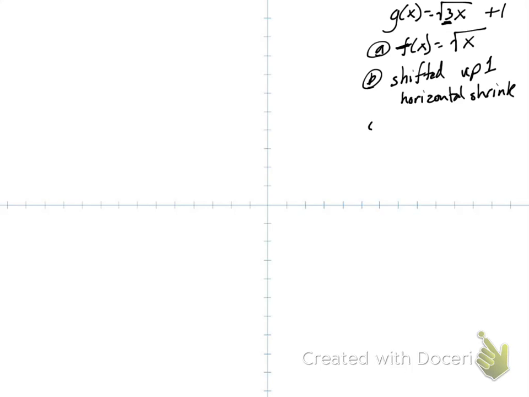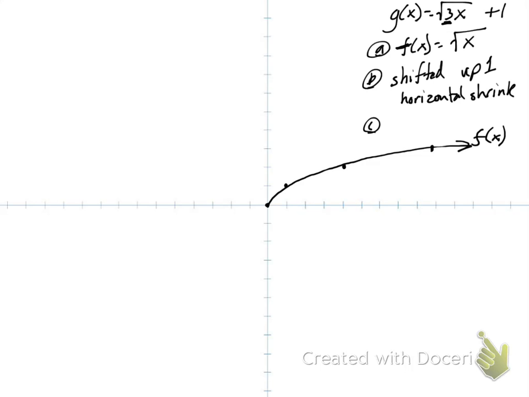So now we need to graph this thing. So my original function, 0, 0, 1, 1, right? If I plug in a 4, I'd get a 2. So I have this horizontal out here like this. 9, 5, 6, 7, 8, 9 would get me up here to 3, right? And so I have this square root function like a half of a parabola on its side right there. That is my f of x.